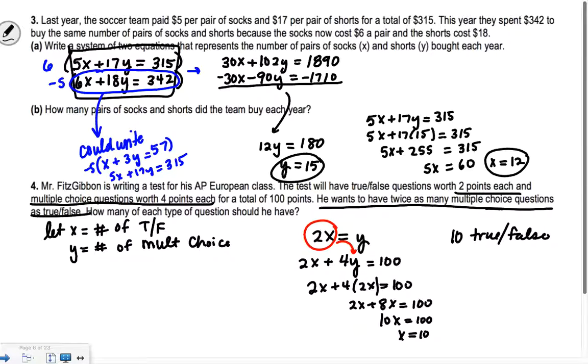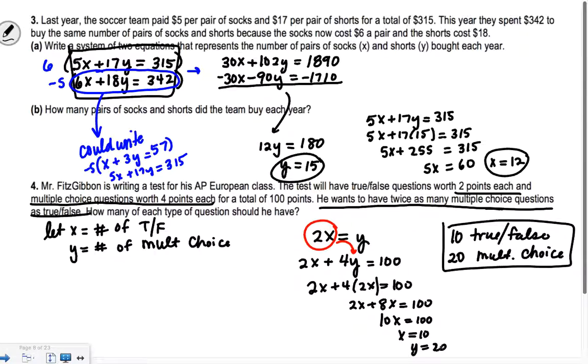And then he's going to have twice as many multiple choice questions as he has for true-false. So he has 10 true-false, if he wants twice as many, so 20 multiple choice. All right, and that's our answer. So y equals 20. All right, makes sense? So we have lots of different questions there.